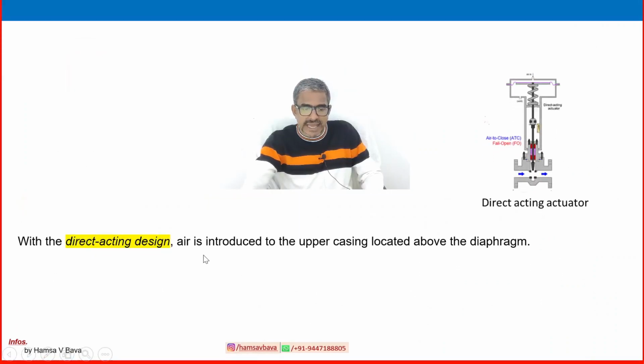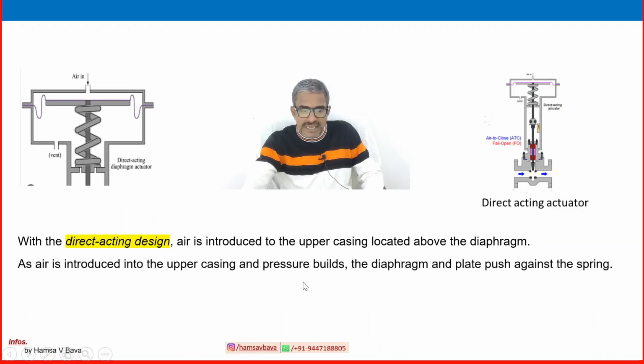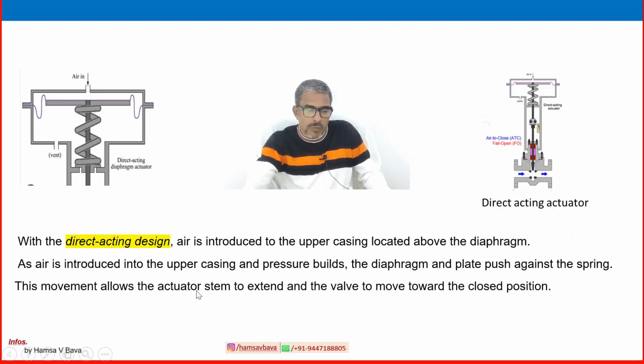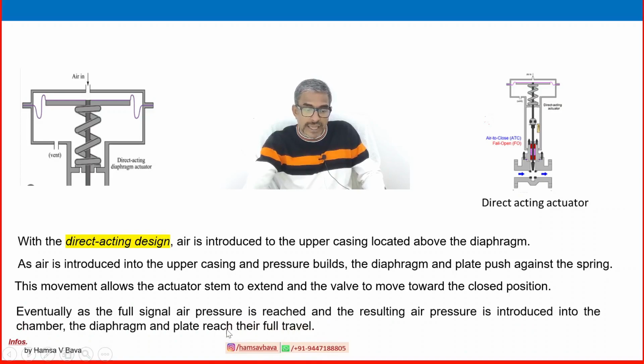With the direct acting design, air is introduced into the upper casing located above the diaphragm here. Pressure builds on the diaphragm and plate, pushing against the spring. So air is from here and pushes the spring down, direct acting. The movement allows the actuator stem to extend and the valve to move toward the closing position. Eventually, as the full signal air pressure is reached and the resulting air pressure is introduced into the chamber, the diaphragm and plate reach their full travel.